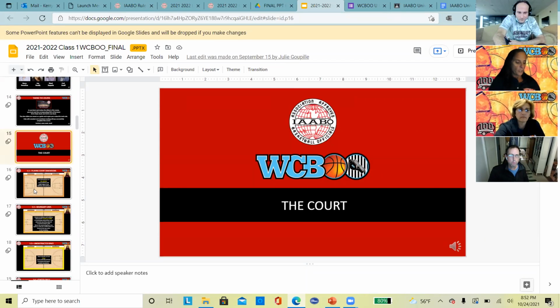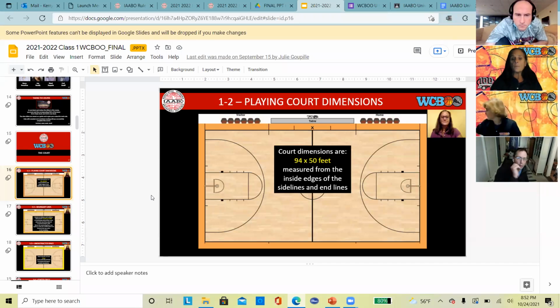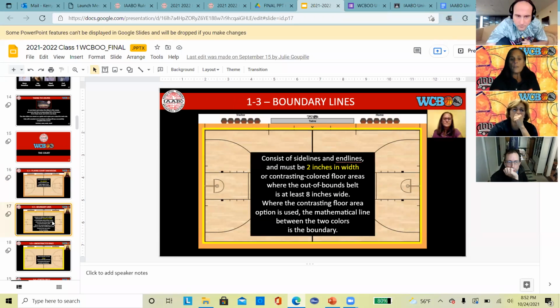So this is the first module. If you see the top in the red banner, Will, that's where the rule reference is. So that's Rule 1-2, which is Section 2. And that's what it talks about, the full court and the dimensions. See the red banner? Yep, got it. You see 1-2? Yep, got it. That's the rule reference.